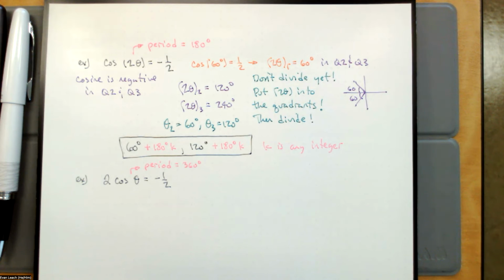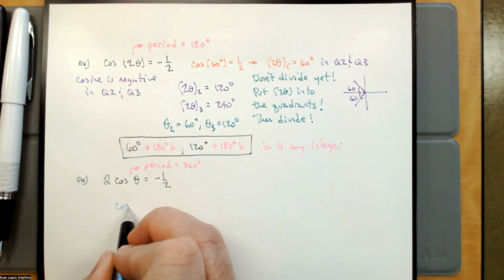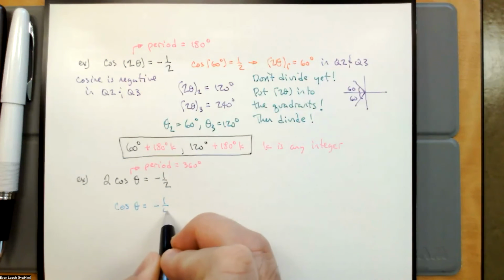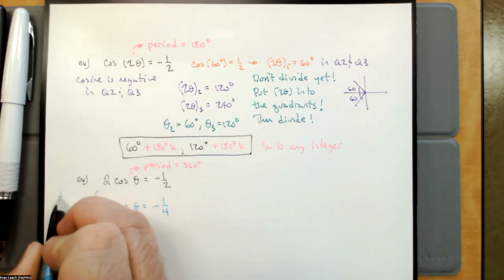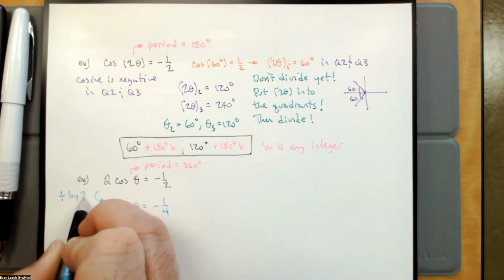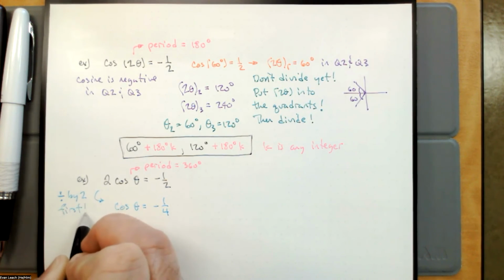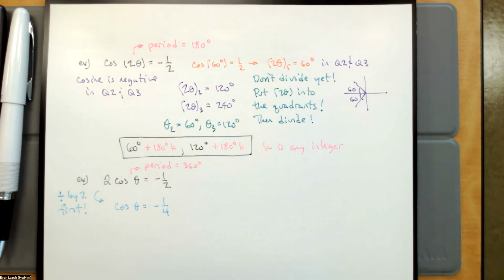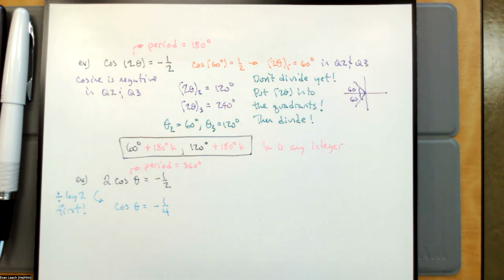I need cosine and the value to give me the reference angle. The problem is that the 1/2 is not the value that we're interested in, because everything on the left has been multiplied by 2. So we're going to divide by 2 first. Now I've got cosine of theta equals -1/4. Now I'm ready to find my reference angle, my quadrants, and all the rest.